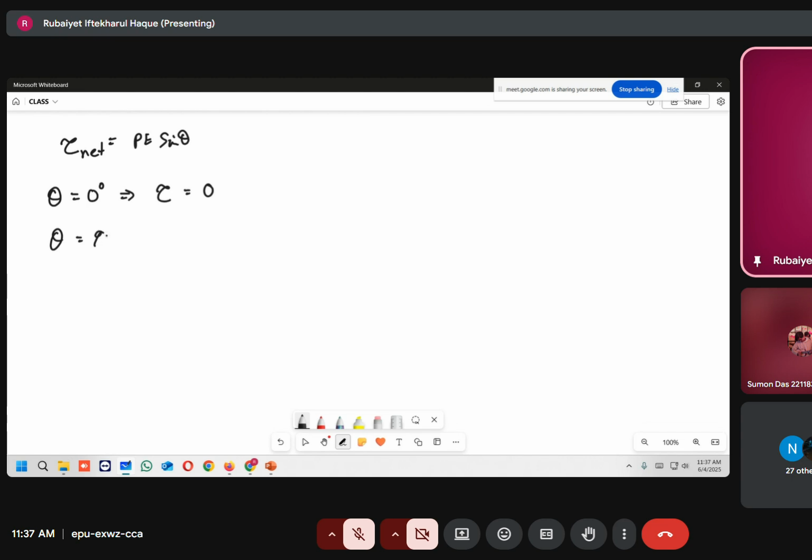When theta is 90 degrees, you are getting tau is max. That means you will feel the maximum orientation. When theta is 180 degrees, that means tau equals 0 again. Now, what is the difference? What is the difference part? I already mentioned it, but let me show you a drawing first.